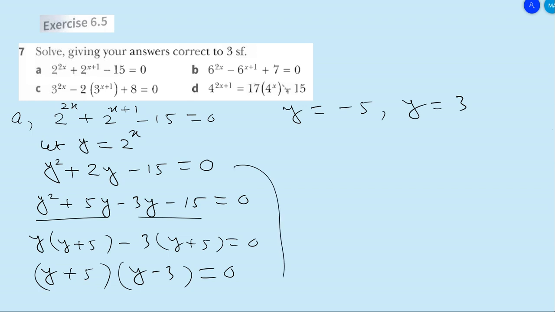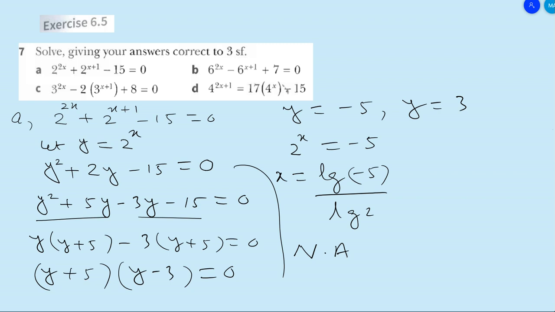So what is y actually? y is 2 to the power x. So 2 to the power x equals minus 5. Taking log on both sides, x equals log minus 5 upon log 2. This is not admissible because the logarithm of a negative number is undefined.